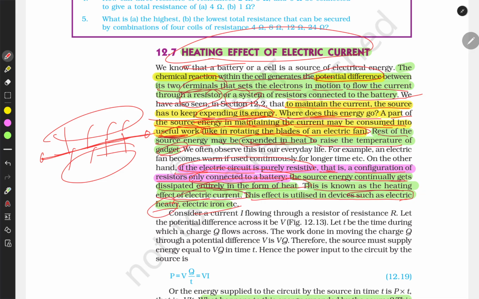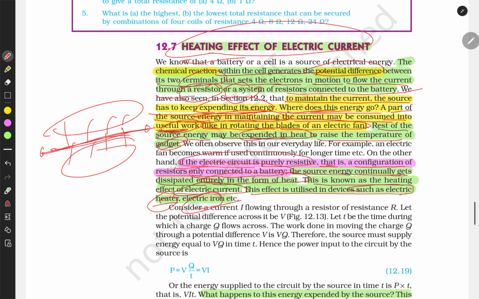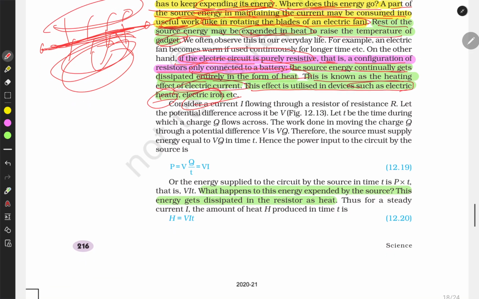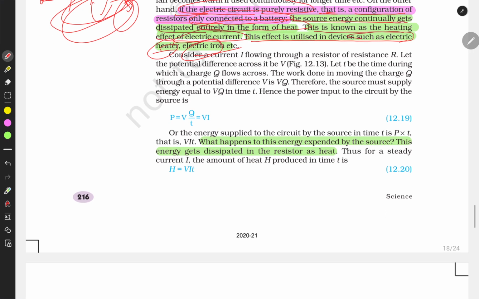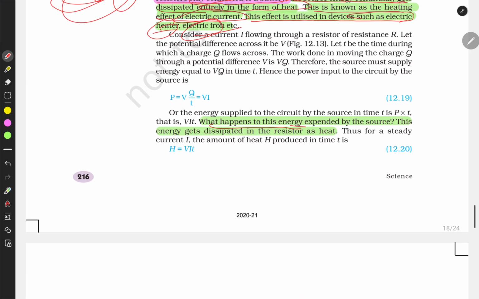So in electric heaters we use highly resistive material so that it will hardly allow the flow of current, and most of the electrical energy will be used for heating this wire. It will give off heat and it will produce light and all that. It will glow, so it will produce light. So what happens is that the energy expended by the source gets dissipated in the resistor as heat.